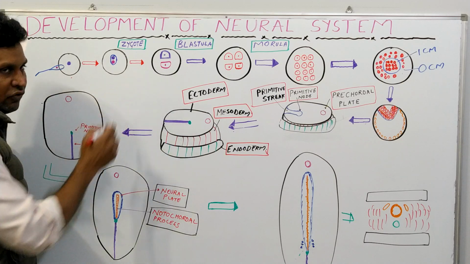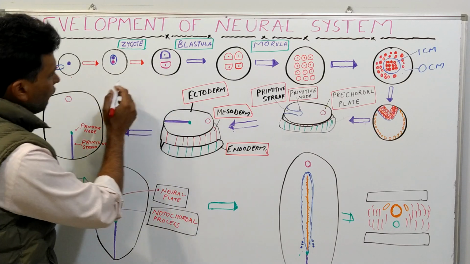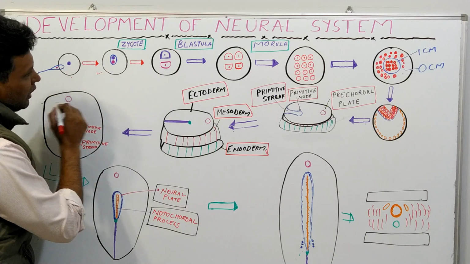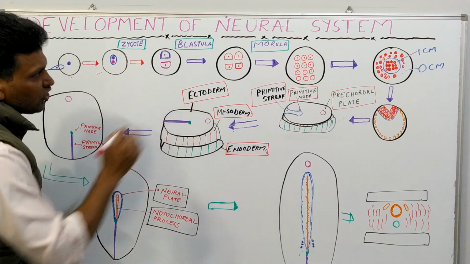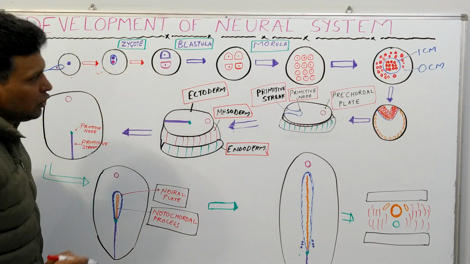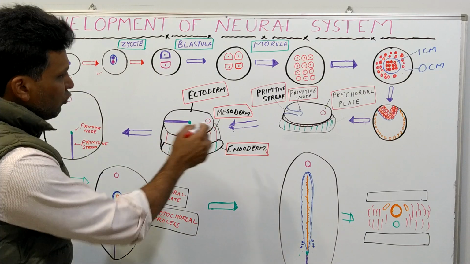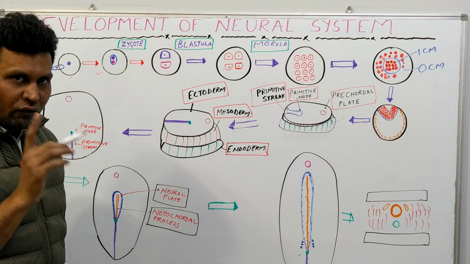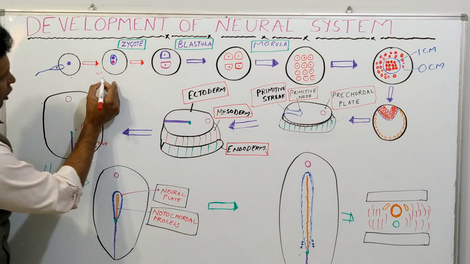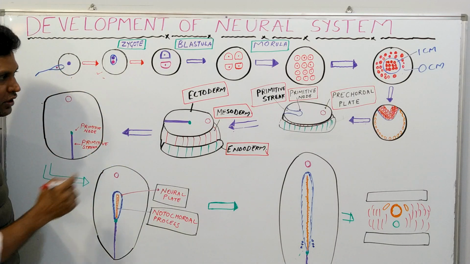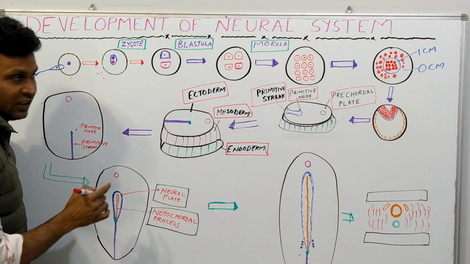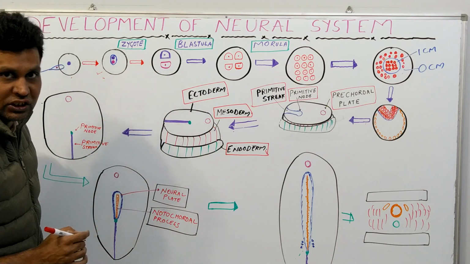A little bit of review here, because if you start from the beginning, it will be easy to understand the development of the neural system. It is not as easy as what you can see here. But when we go through the embryonic stage from the initial stage, it will be easy to understand how the development of the neural system takes place.